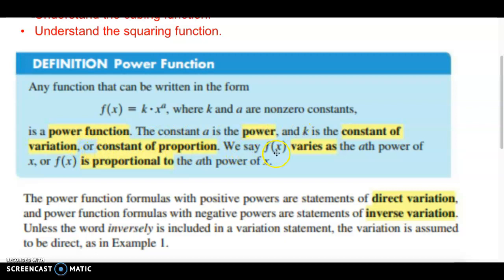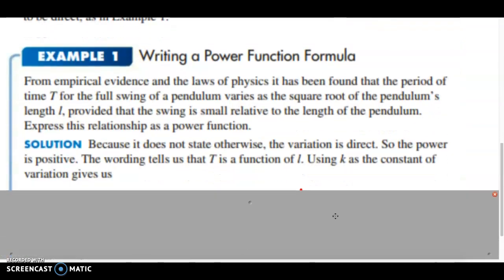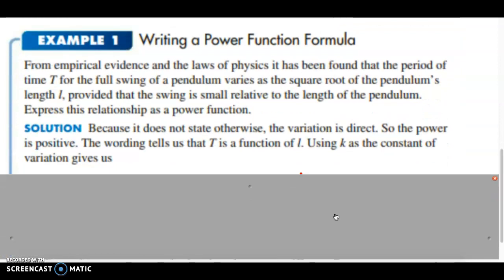So we say that f of x varies as the 8th power of x, or f of x is proportional to the 8th power of x. When we have positive powers, we have direct variation. When we have negative powers, like x to the negative 2, we have inverse variation. Let's take a look at our first example, which is writing a power function from some words.